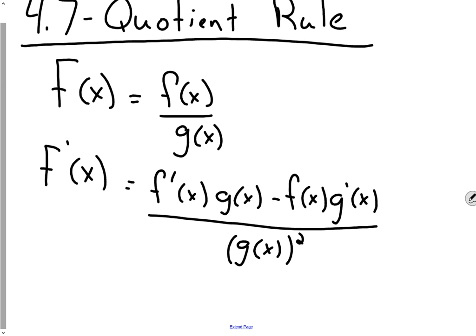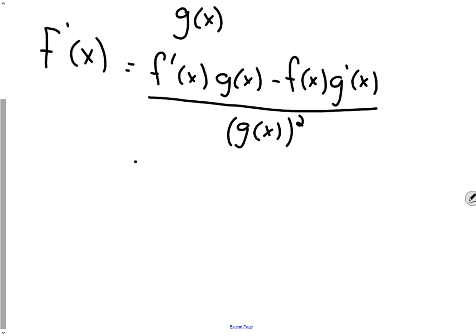If you want a short-handed term for it, another way we write this is F prime times G minus F times G prime.